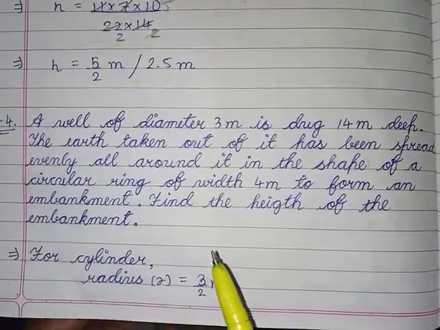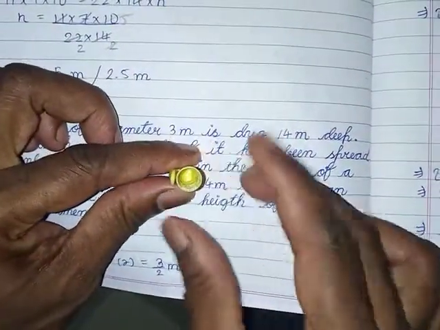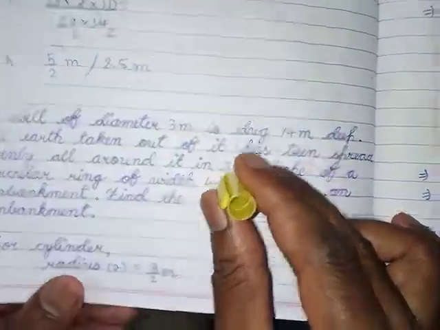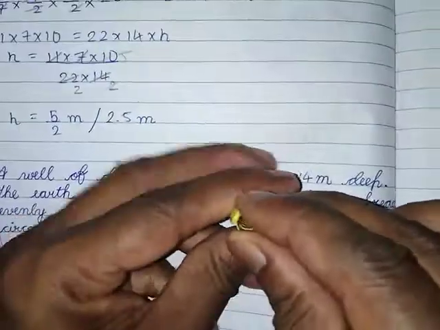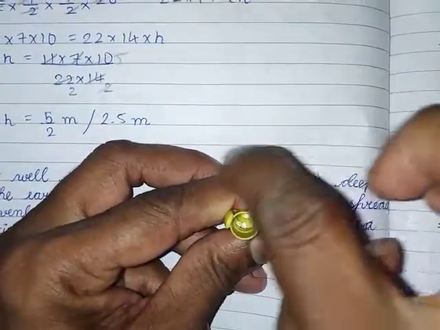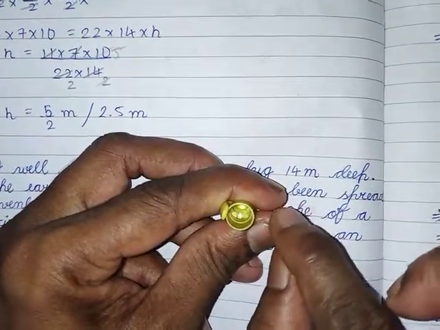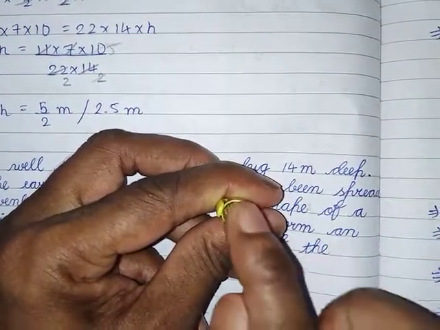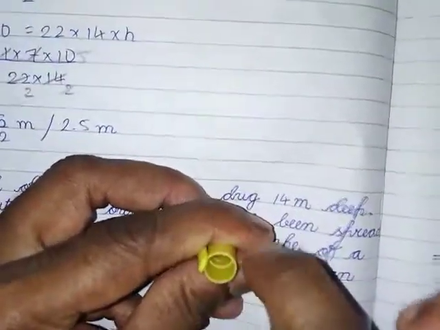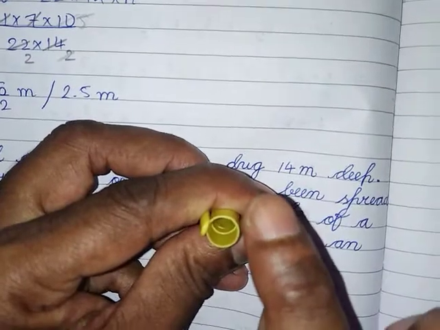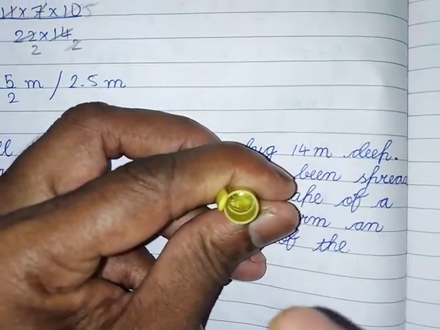What does embankment mean? Suppose this is a well. Just say this is a well. The earth is taken from a depth and then spread around it. The mud is spread around it. So the height is increasing, not the height of the well. From the well it is taken out and around this the embankment is made. Because of that embankment the height is increasing.